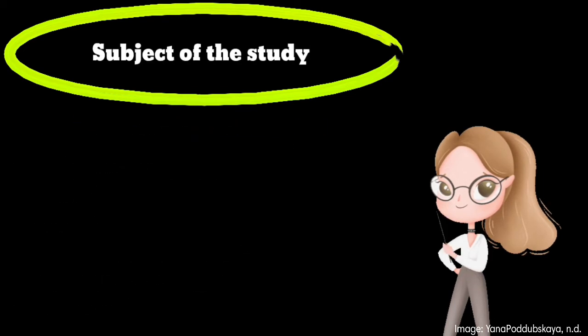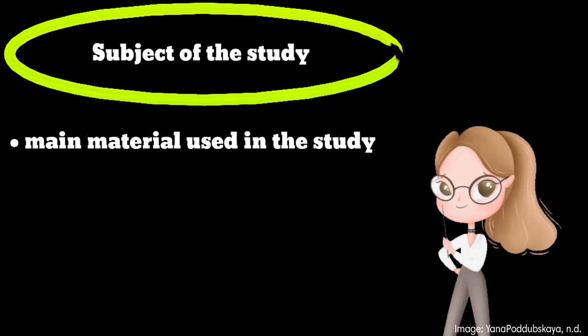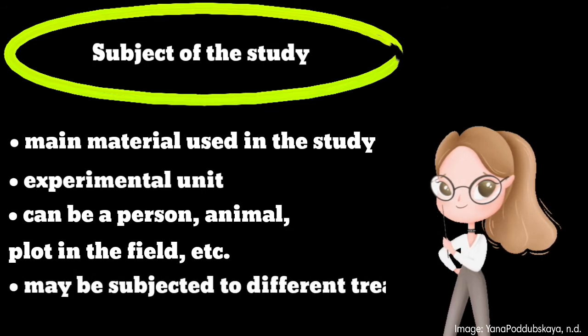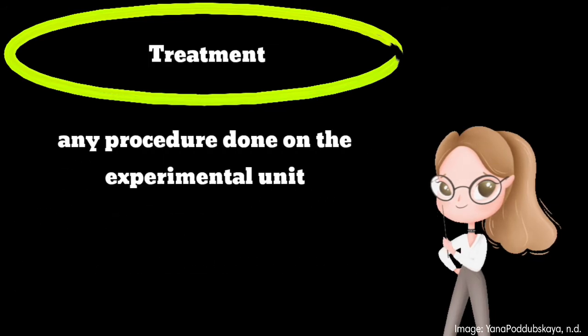The subject of the study is the main material being used in the experiment. It is also called experimental unit. It can be a person, an animal, a plot in the field, a plant, a leaf, or a model of a device. The experimental unit may be subjected to different treatments depending upon the objectives of the study. A treatment denotes any procedure done on the experimental unit. The effect of this procedure is to be measured and analyzed.